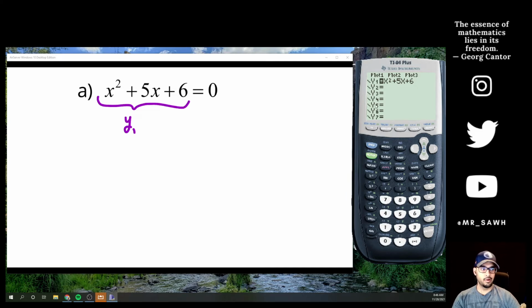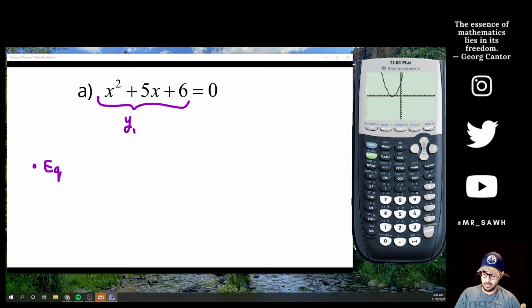Now really you can put it under any of these, it doesn't matter, but when you press graph, ideally we can see what our parabola looks like. So here's our quadratic equation. Now again, it's equal to 0. Okay, so here's just the side note: it's equal to 0.